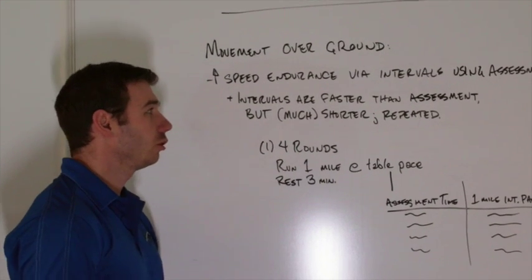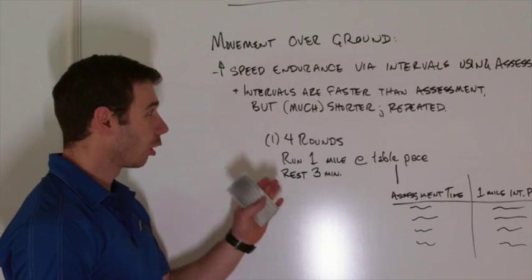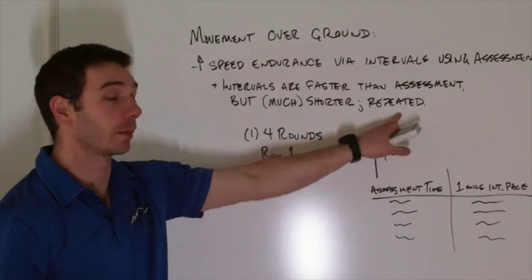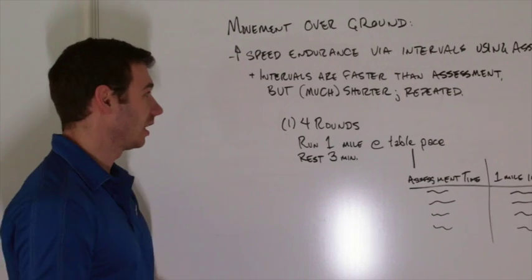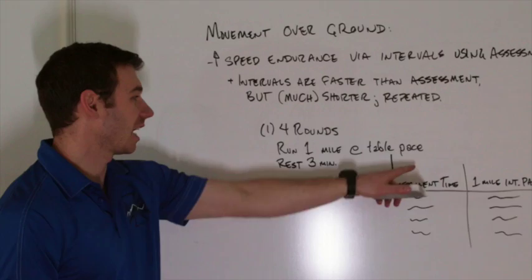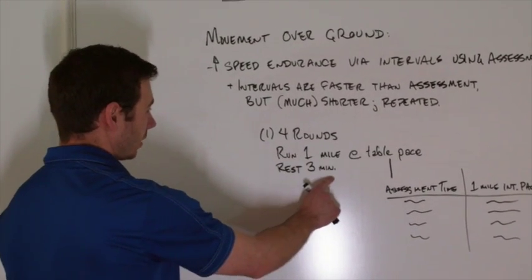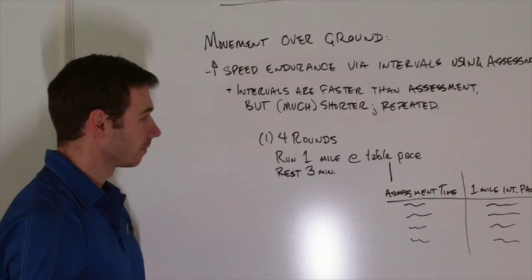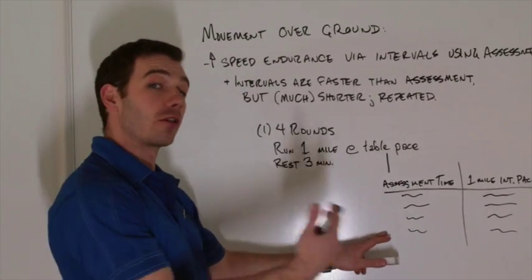The intervals that you do are always going to be faster than your assessment pace, and they will always be shorter, much shorter really, than the assessment pace, and we will repeat those intervals as well. So for example, in the programming that you'll see, it will say something like this: 4 rounds, run 1 mile at table pace, and then rest 3 minutes between intervals. So you'll run a mile, rest 3 minutes, run a mile, rest 3 minutes, and repeat that for a total of 4 rounds.